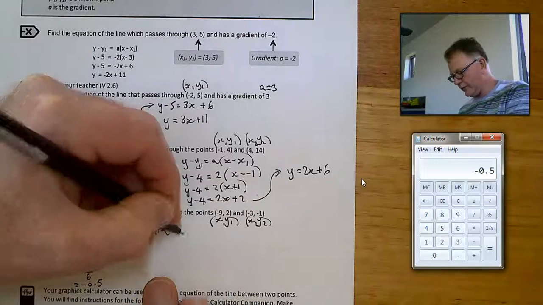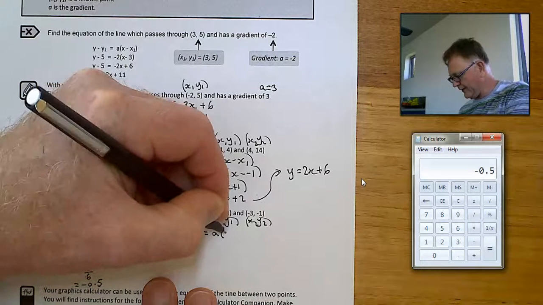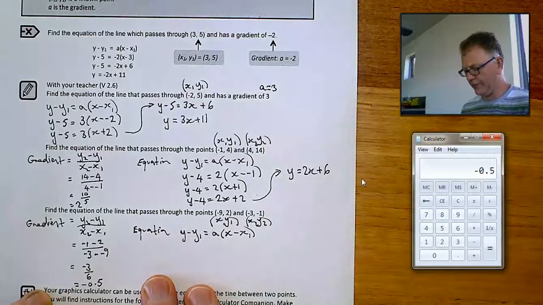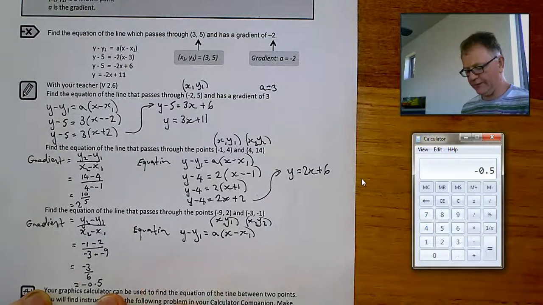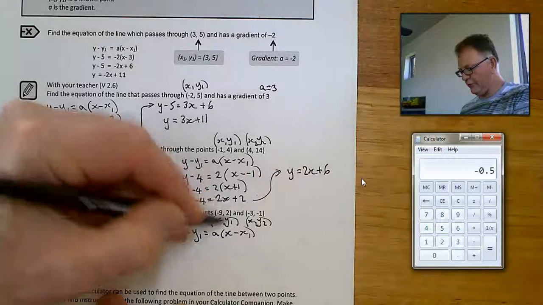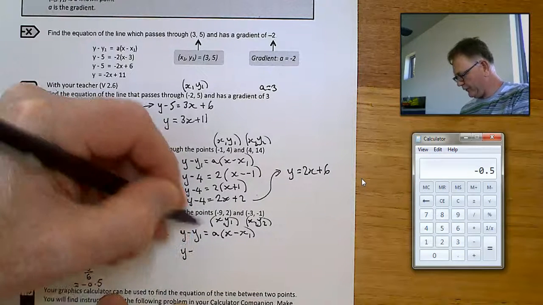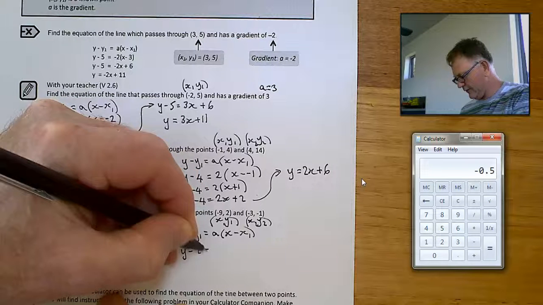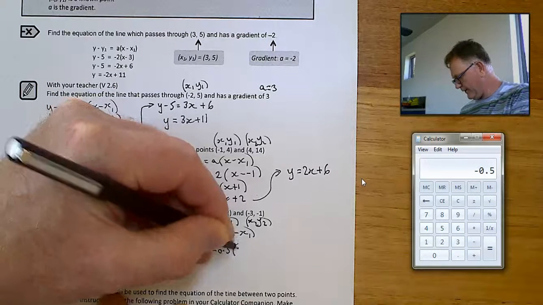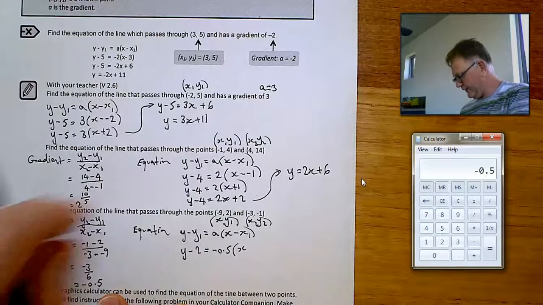Now using the formula y minus y1 equals a(x minus x1), we've got all the pieces of information we know. We know the gradient is negative 0.5, and we know 1 point on the line. In fact, we know 2 points. So y minus y1 was 2, and the gradient is negative 0.5, and x1 is minus 9.